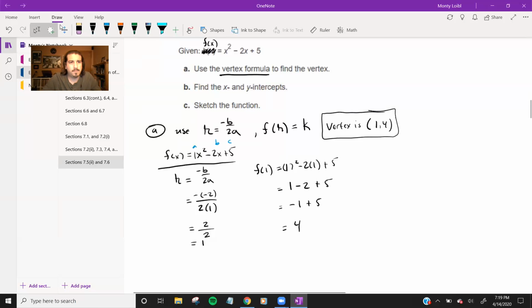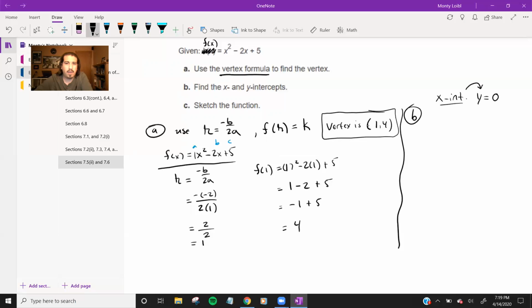Are there any questions over this first step here? Okay. If we look at B, we need to find the x-intercepts and y-intercepts. Okay, so let's go x-intercepts first. With the x-intercepts, we're looking for where the graph is going to cross the x-axis, which means that y is equal to 0, right? So with an x-intercept, y is equal to 0.